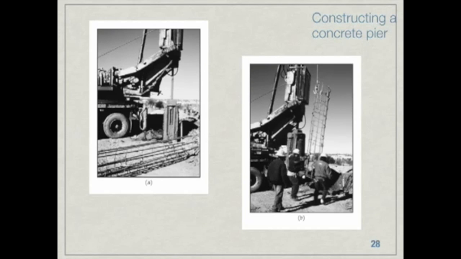And now to just quickly go over the constructing of a concrete pier. The photo on the left here shows a truck with a mounted auger, and that's going to drill the hole for the pier. And then the photo on the right is the reinforcement cage that's going to be lowered down into the hole after the drilling is completed, but before the concrete has been placed.